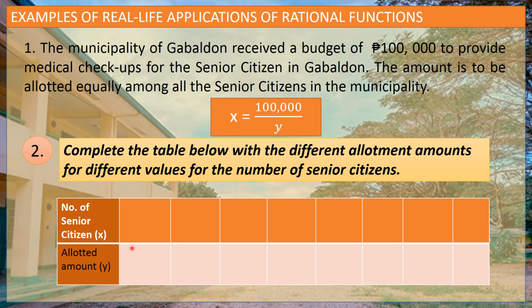For example, we have 10 senior citizen. Magkano kaya yung mapupunta sa bawat senior citizen na yan kung meron lang tayong 10 senior citizen dito sa Gabaldon? So, ang gagawin natin, we have 100,000 pesos divided by the value of y, this is the value of x, which is 10. So, 100,000 divided by 10, so it will give 10,000 pesos. Okay? So, 10,000 pesos.